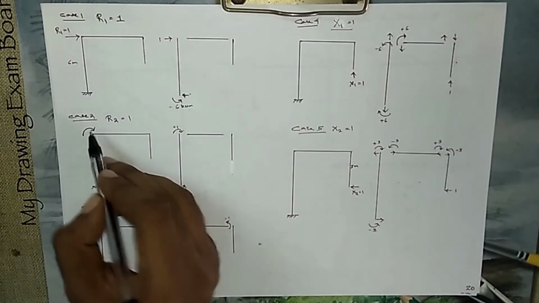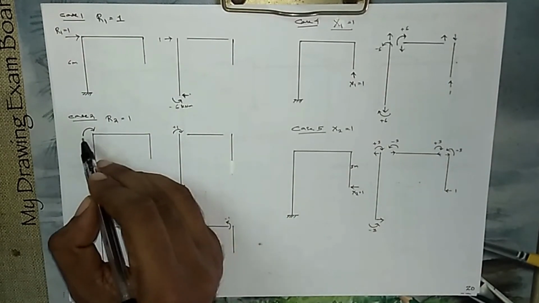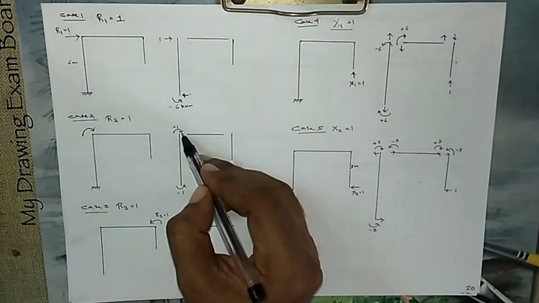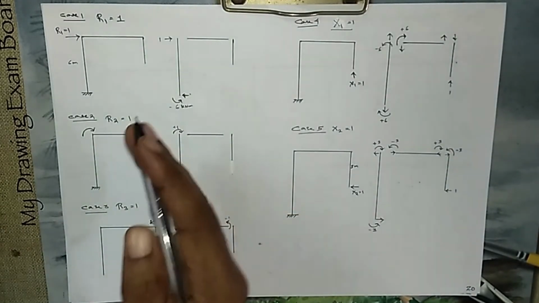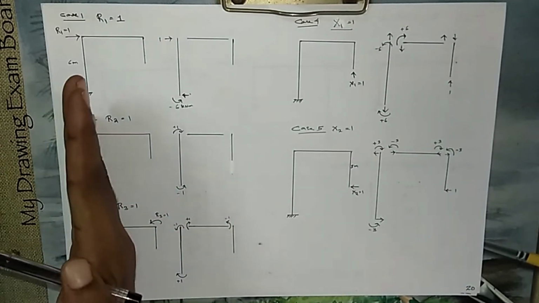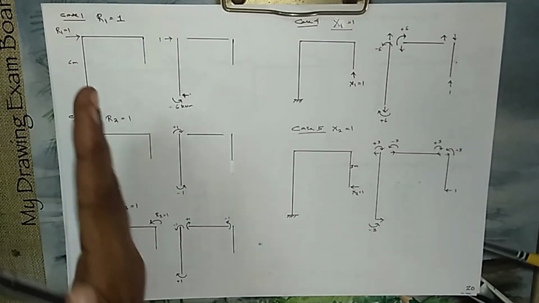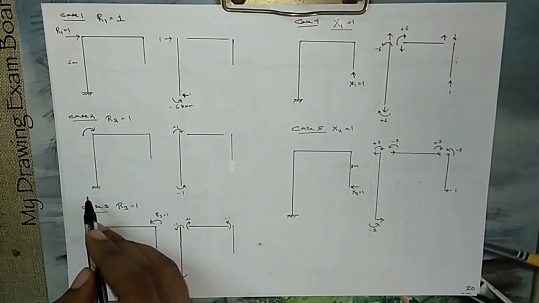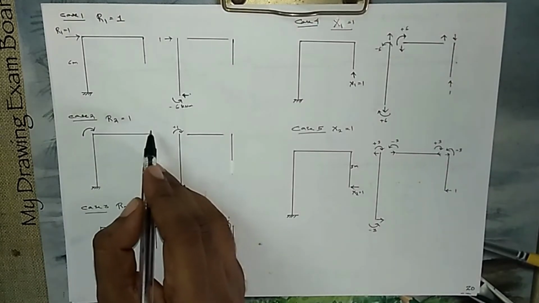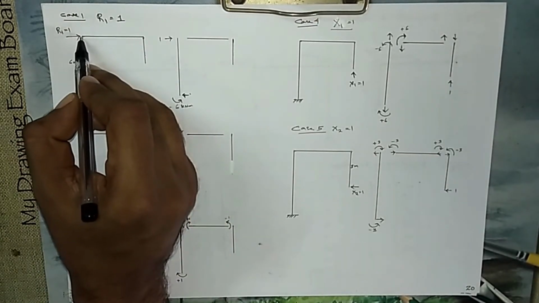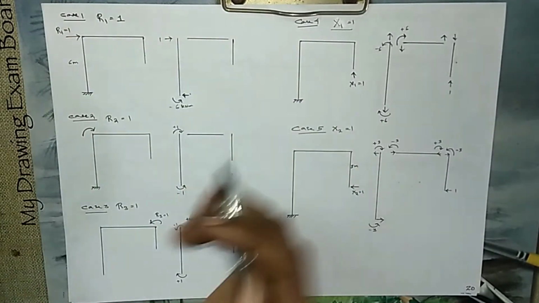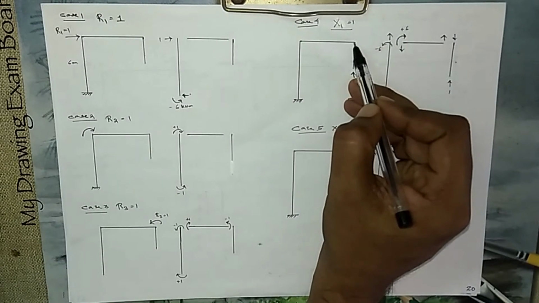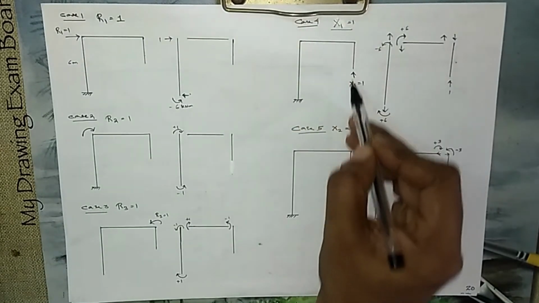R2 equal to 1 is here. Since there is a clockwise moment acting here, at the opposite end you will take an anti-clockwise moment. One thing you have to note is we are taking all the values from that point to the left side of the structure, not to the right side. If you are starting here, you will take it from here to the left side or downwards, not to the right side.